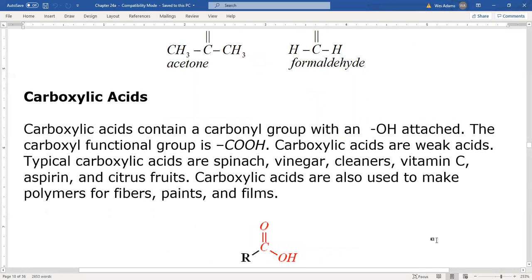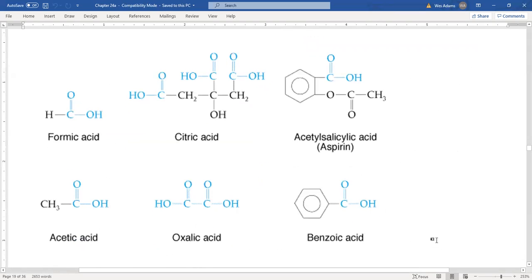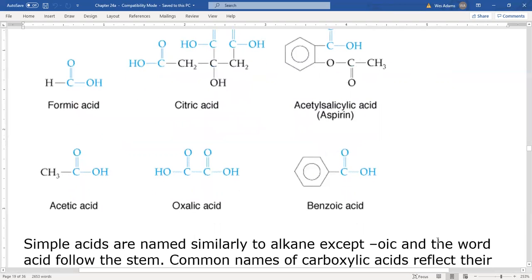They have that basic format with the R group attached to the COOH group. Here are some examples. There's formic acid, which comes from the ant bite. There's citric acid from citrus fruits, acetylsalicylic acid, which is aspirin, and acetic acid, which is in vinegar. There's oxalic acid, which is just 2 COOH groups. Benzoic acid is our aromatic acid. Simple acids just get the oic at the end.